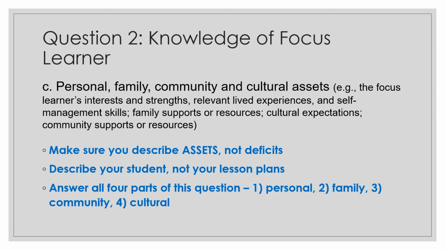And then finally, part C is the personal, family, community, and cultural assets. And that means the focused learner's interests and strengths, their relevant lived experiences, their self-management skills, the family supports or resources, the cultural expectations, and any community supports or resources. Now, it's very important in this section that you describe assets and not deficits. If you just start describing the student's deficits, you'll get an automatic 1 on this, and you need at least a 3. So you want to make sure that you look at their assets.